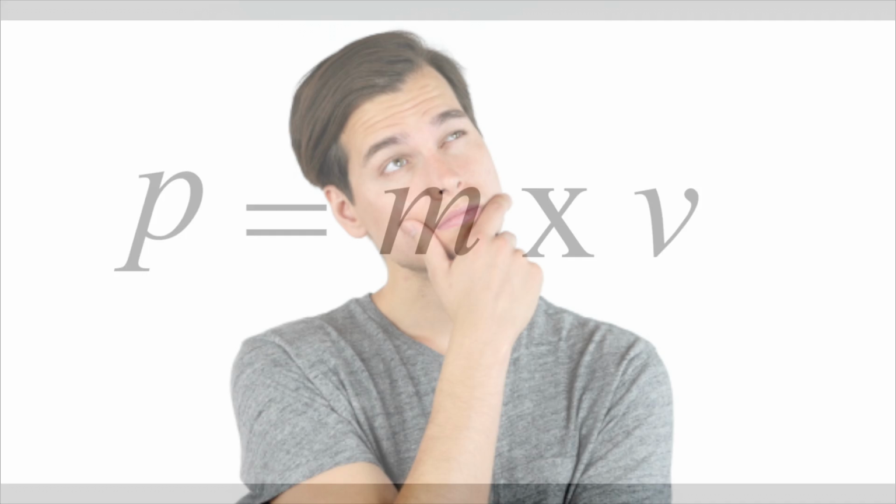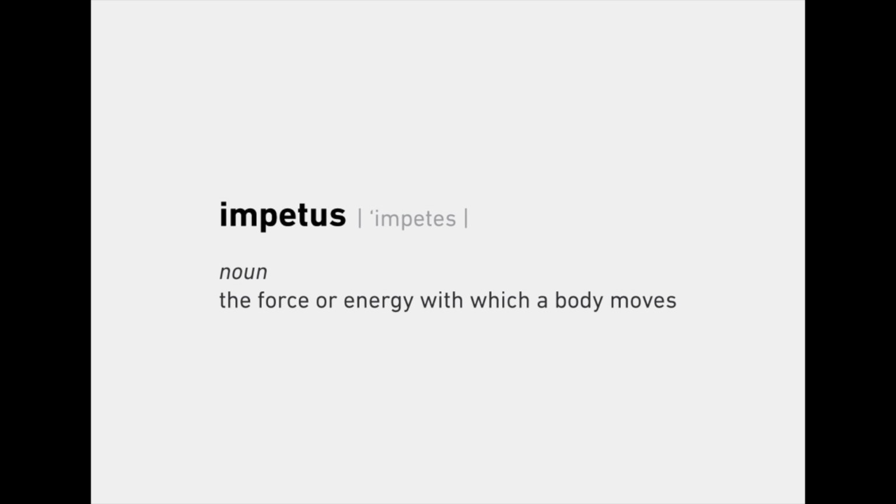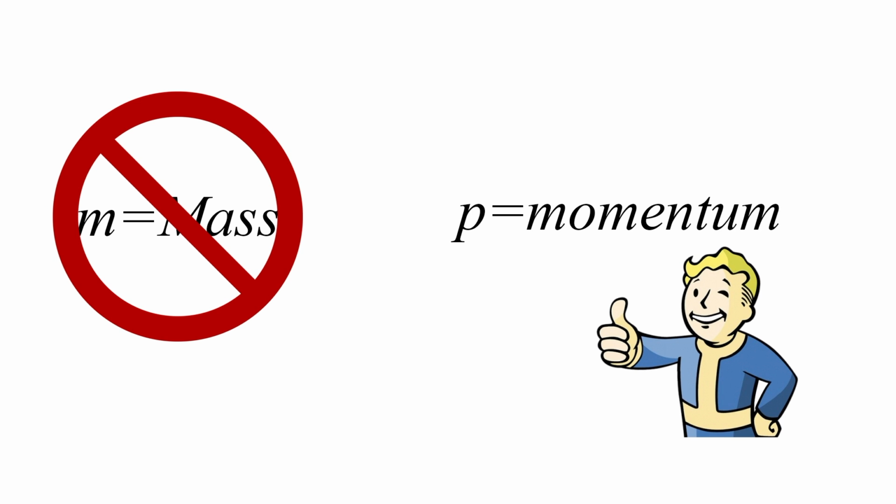And I know you've been dying to ask, why is the symbol P? That's because it comes from the old Latin word impetus, the same one push and pull come from. And if they chose M, it would be confused with mass.